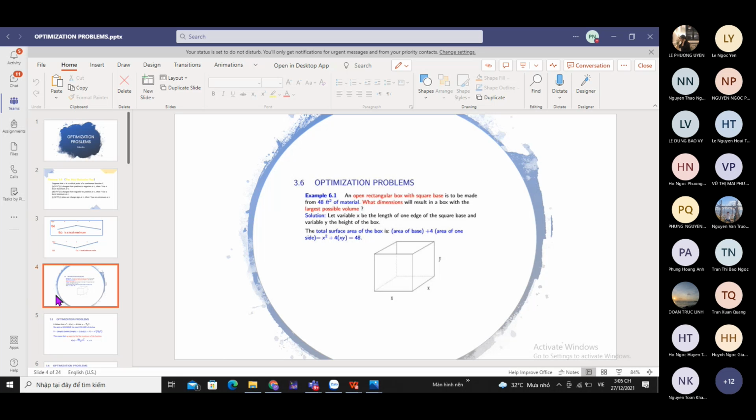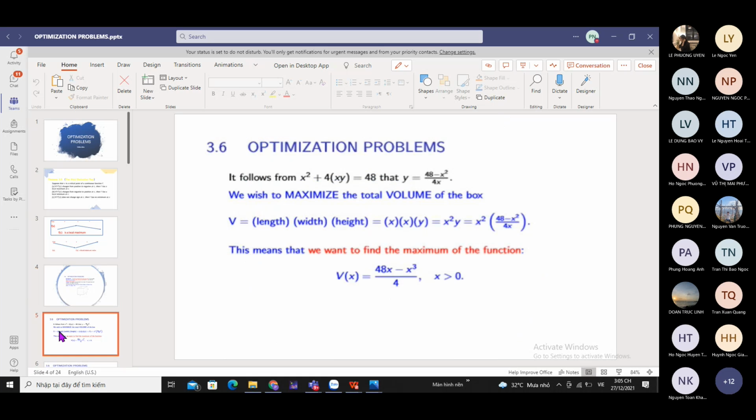Now, what is the volume of the box? Clearly, the volume of the box gives you just x squared multiplied by y. The height times the area of the base, right? The volume of the box is given by x squared multiplied by y. So we have to find the maximum value of V. V here is a function of two variables, x and y. V here is given by x squared multiplied by y.